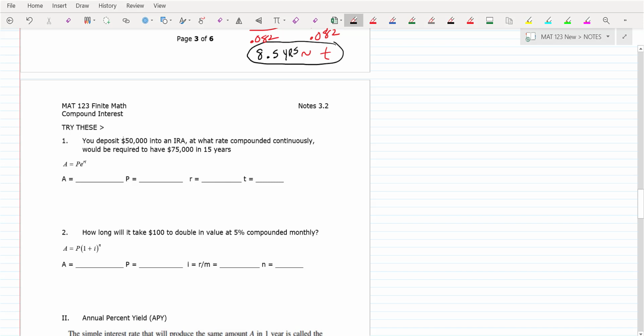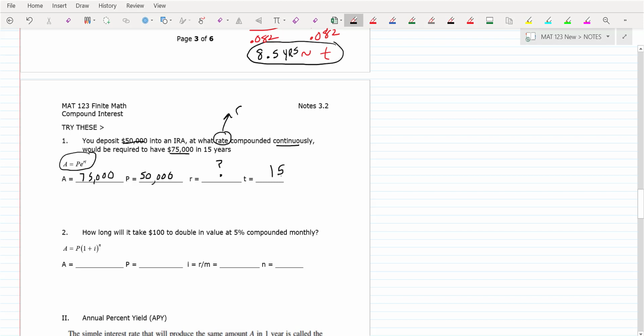The first one says you deposit $50,000. It says at what rate, so you're finding r, so r is the unknown. It says continuously, that's why you use the Pert formula. And then it says you're going to end up with $75,000 in 15 years. So which is A and which is P? What's A? Good. What's P? You always want to know that. A is the bigger number in this case, that's after interest. So A is 75,000 and P is 50,000. We don't know the interest rate, so leave that alone. That's your variable. Then the time is 15 years.